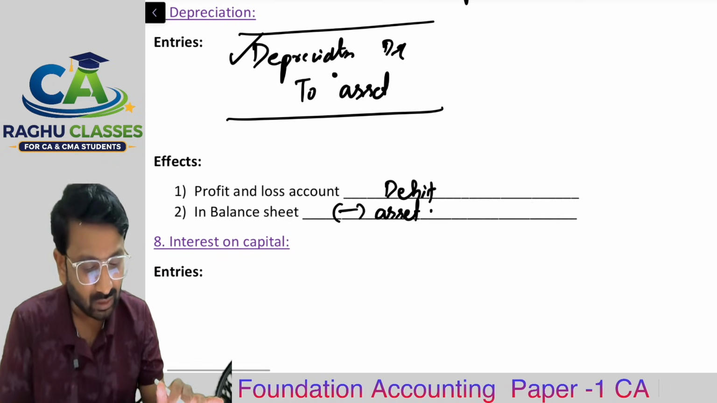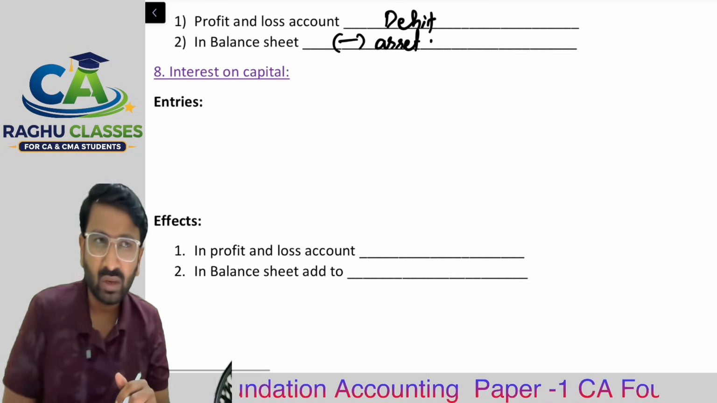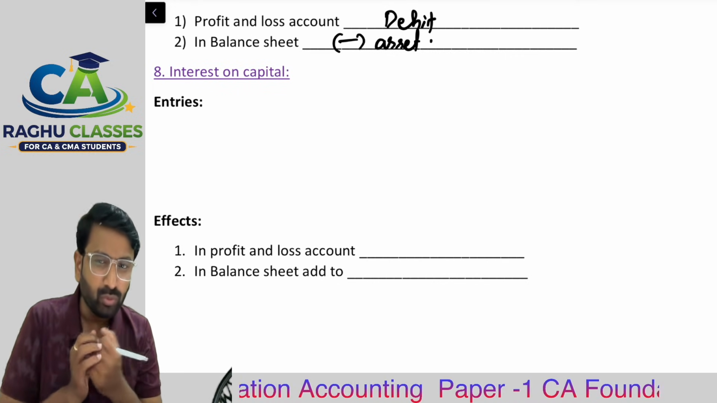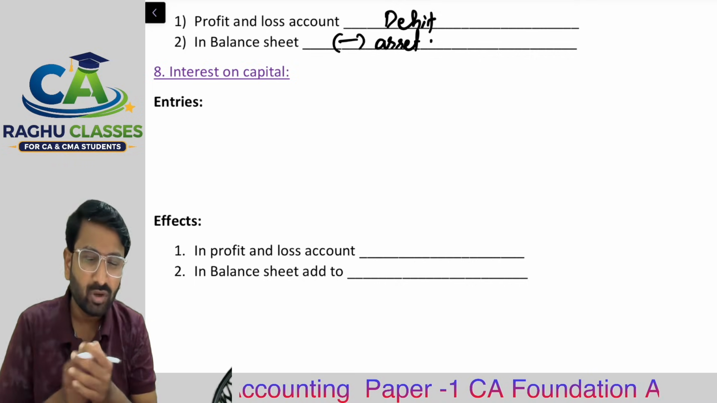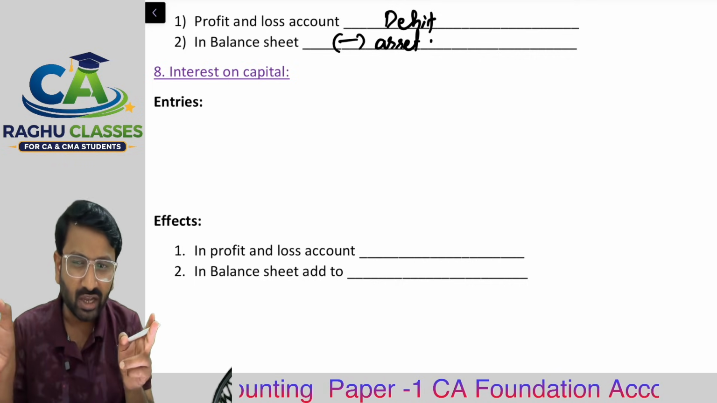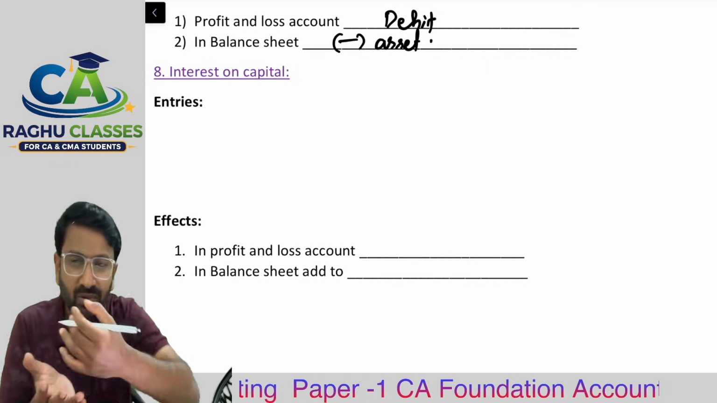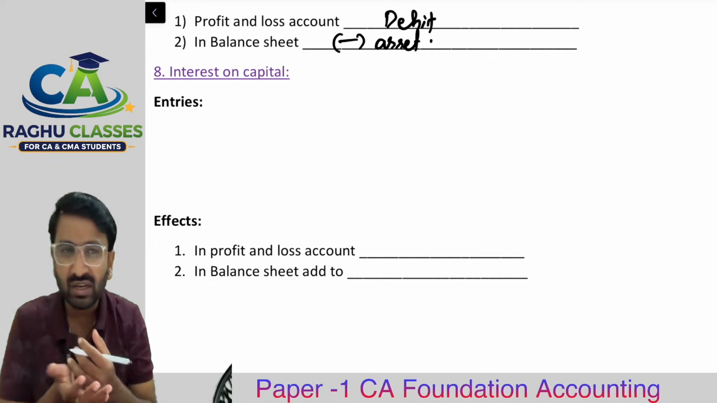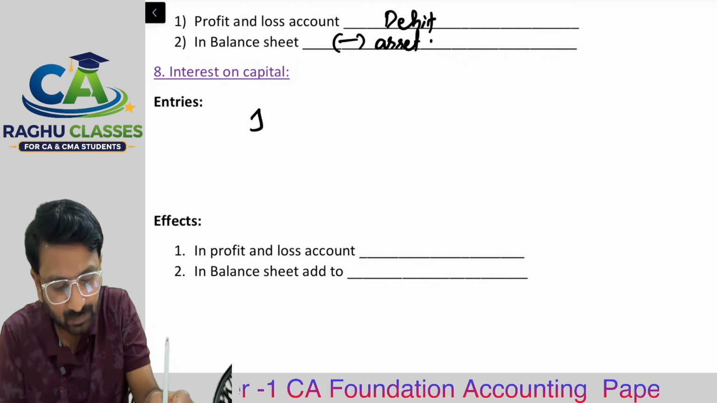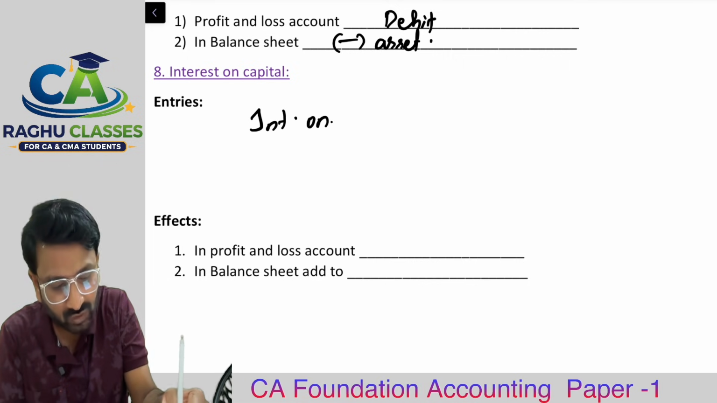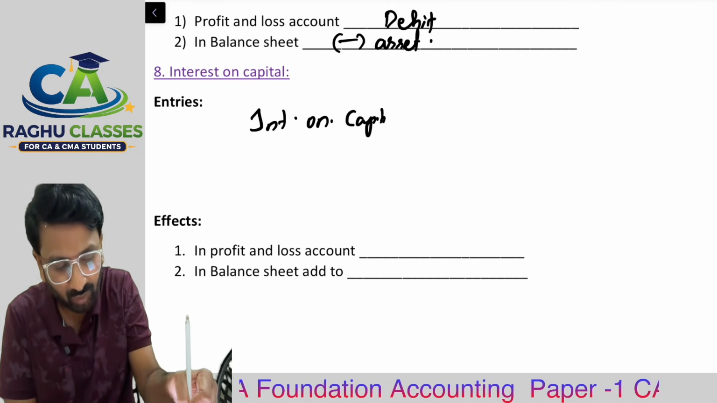Next one, interest on capital. From business point of view, business should pay interest to the owner, because business is different and owner is different, as per the entity concept. So if the business has to give the interest, can I say from business point of view it's an expense. Therefore, expense needs to be debited. So we'll debit interest on capital.